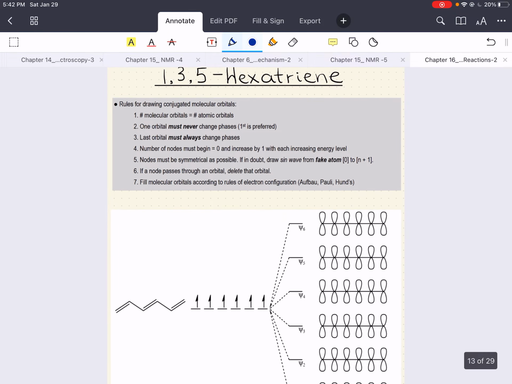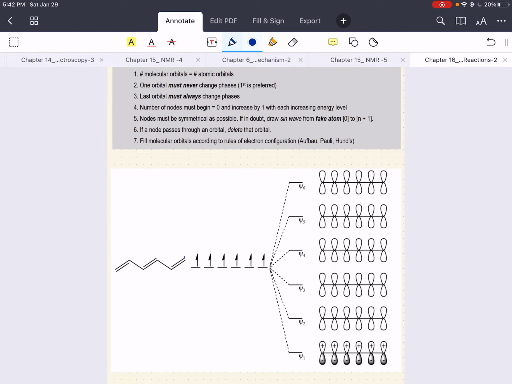Now, we have here 1,3,5-hexatriene, all right? There are 1, 2, 3, 4, 5, 6 p orbitals here. That means there are 6 molecular orbitals that you have to draw. In order to draw all 6 molecular orbitals, you'll draw a straight line, and you'll draw all 6 of your p orbitals for each single one of these molecular orbitals, all right? That's always going to be your first step, all right?